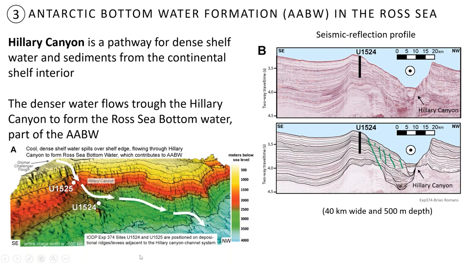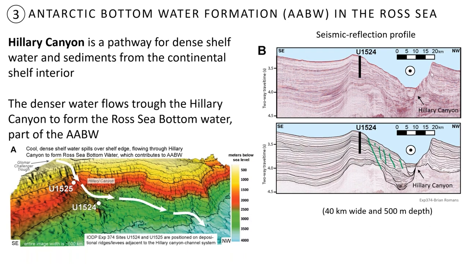And as you can see in this bottom left figure, the white arrows show how the flow goes along the canyon and touches the 1524 area, where, specifically here in the seismic profile on your left, you can see this black bar showing the position of the site and how it's located in the levee of the submarine canyon.